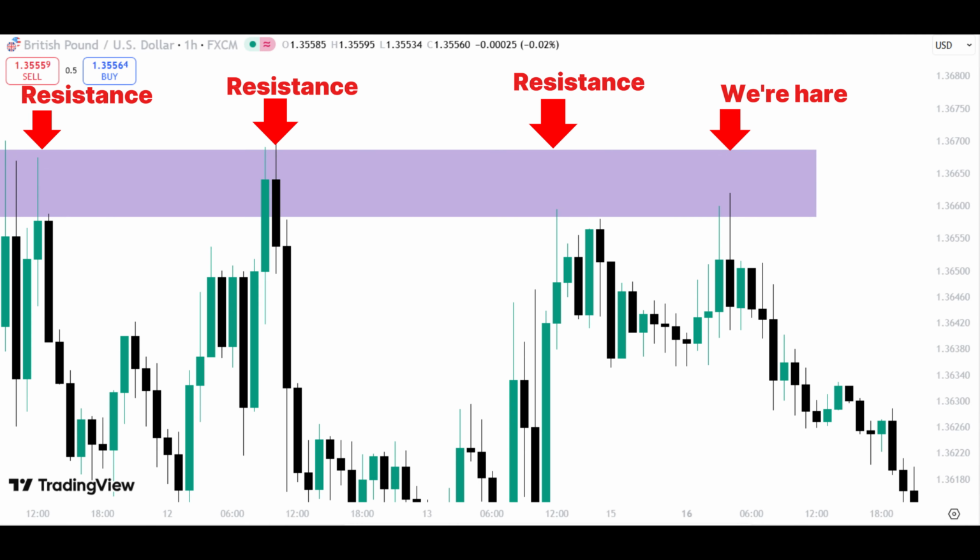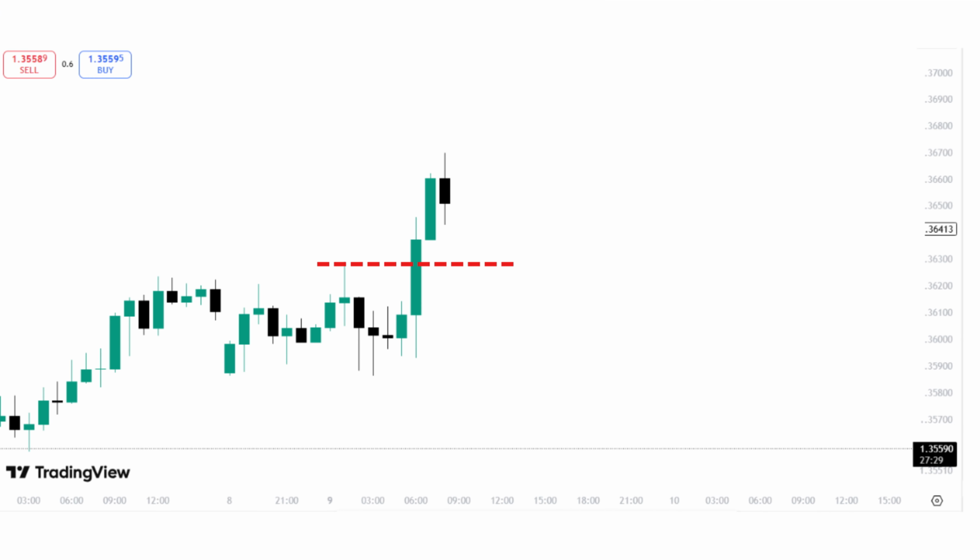When we zoom out to the 1-hour time frame, we can clearly see that price had reached a higher time frame key level that previously acted as strong resistance multiple times. So, checking higher time frame levels helps us avoid unnecessary risk. On the other hand, take a look at this different example.